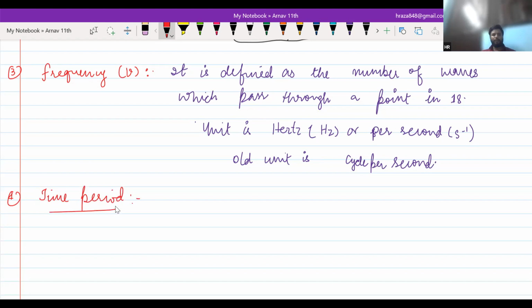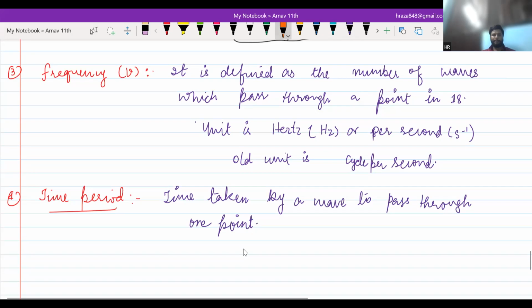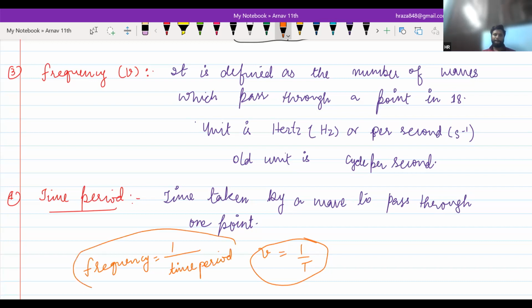Time period is the total time taken to complete one wave, or we can define it as the time taken by a wave to pass one point. And we can have a relation: nu is equal to 1 by T. That means frequency is equal to 1 upon time period. And you know the unit, second.